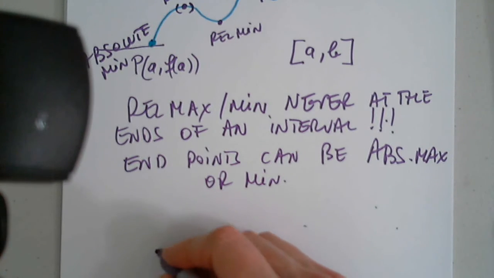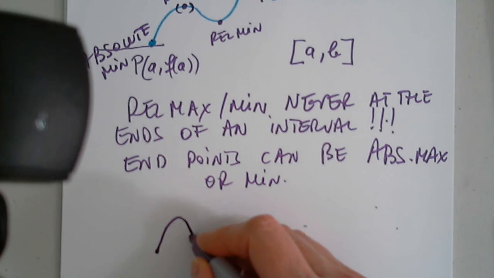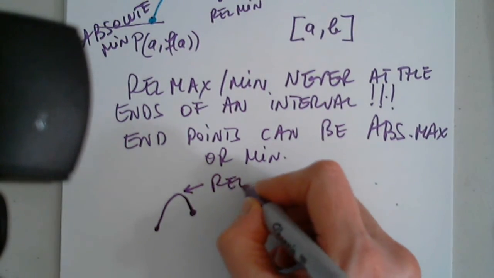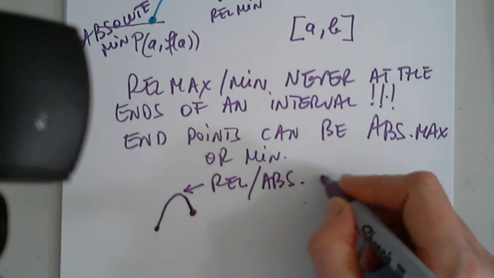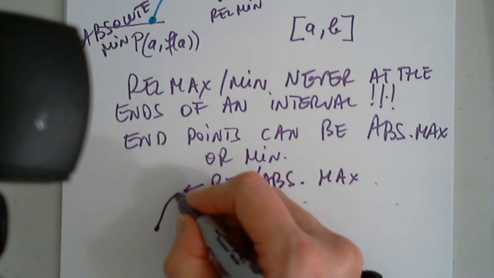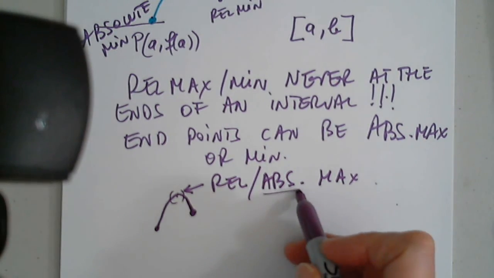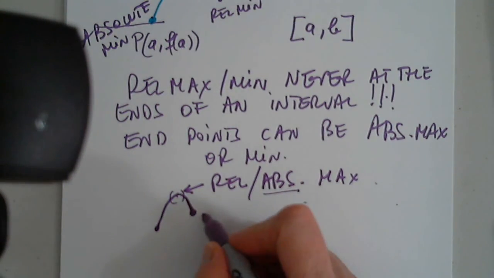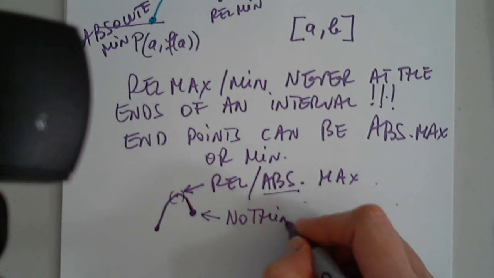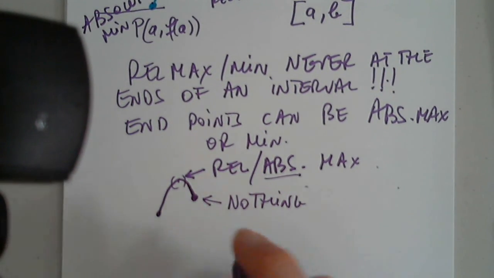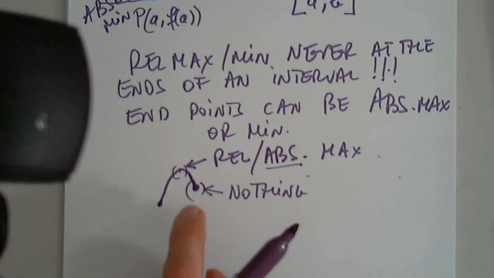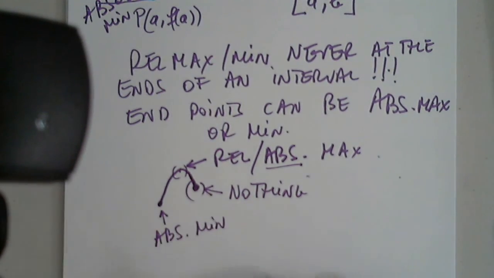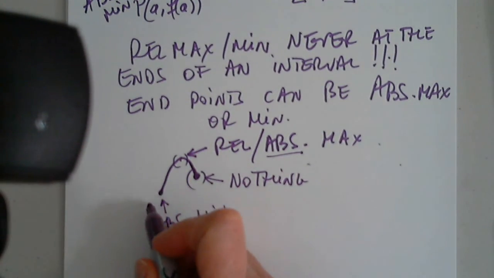So we can have this situation in which this is a relative, but also absolute max. Why is it relative? Because I can show the open interval. Why is it absolute? Because there is no other point above it. What is this? This is nothing. It cannot be a relative because I cannot show the open interval. The function doesn't exist on this side. This one is only an absolute min. It cannot be relative because I cannot show the open interval.